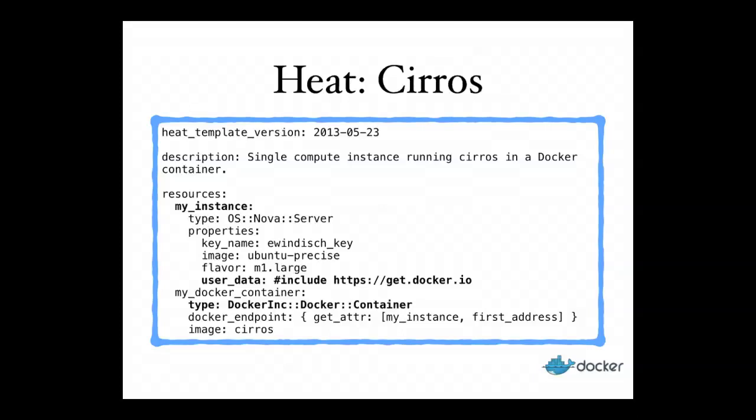At the top here, what we're doing is defining first a resource called MyInstance. And this is a Nova server. So we're going to create a Nova instance. And we're going to give it an SSH key, so we're going to be able to get into it. And it's going to have an image, which I'm just calling Ubuntu Precise. You can use any OpenStack image. And this would probably be even a UUID, right?